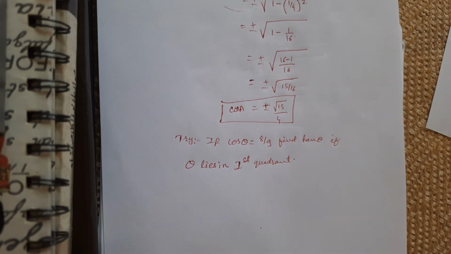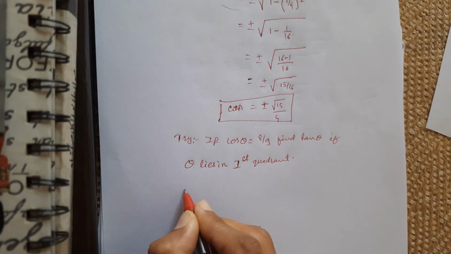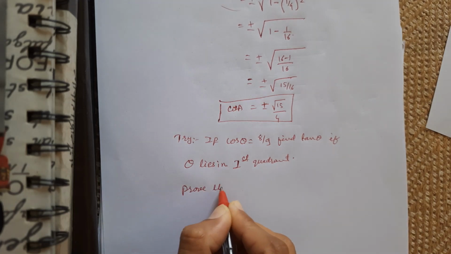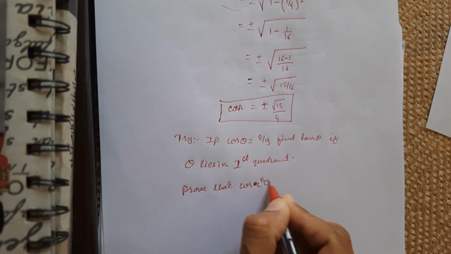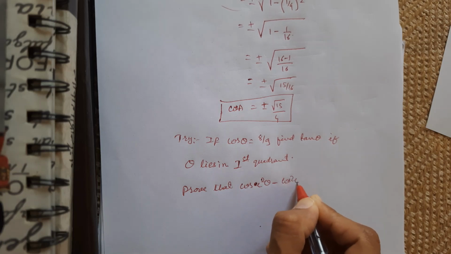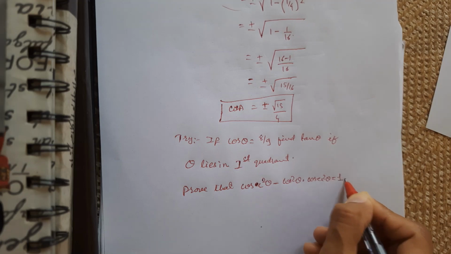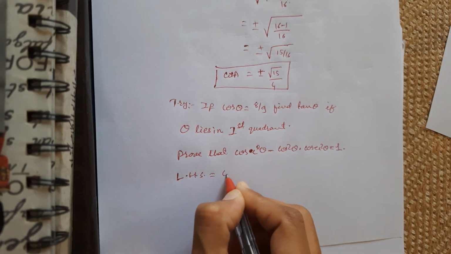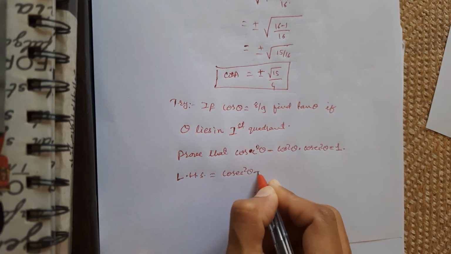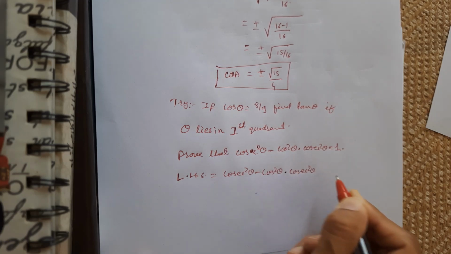I'll show some more examples. We also have examples like prove that or show that. So for example, I need to prove that cosec square theta minus cos square theta into cosec square theta equal to 1. I'm just starting with the LHS. LHS is given: cosec square theta minus cos square theta into cosec square theta.